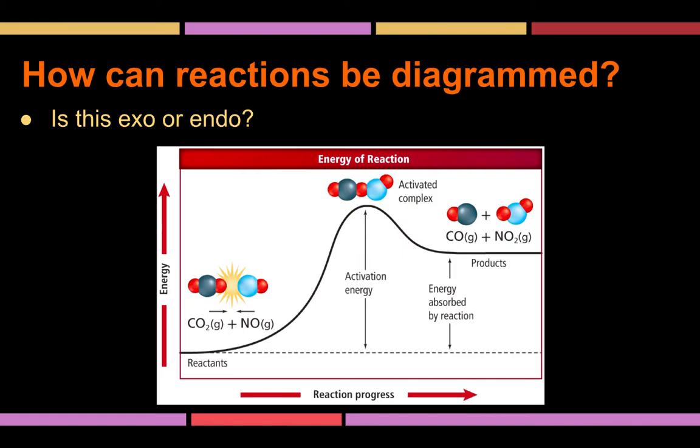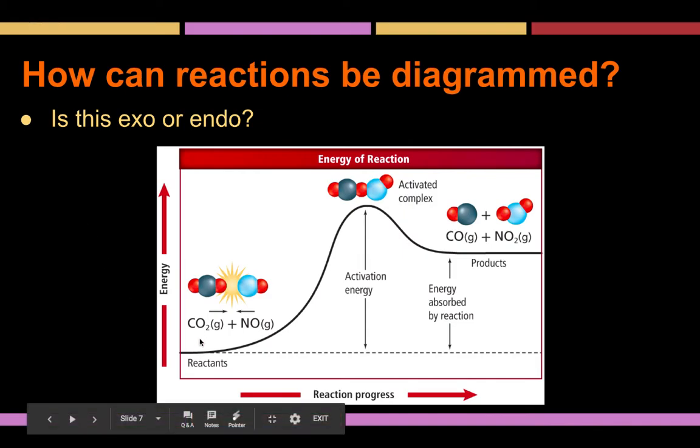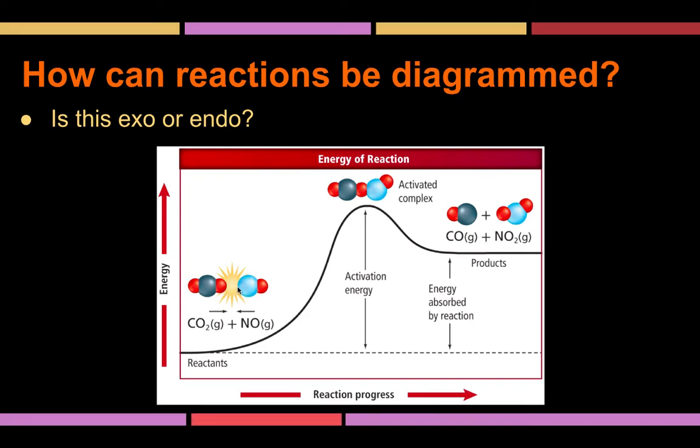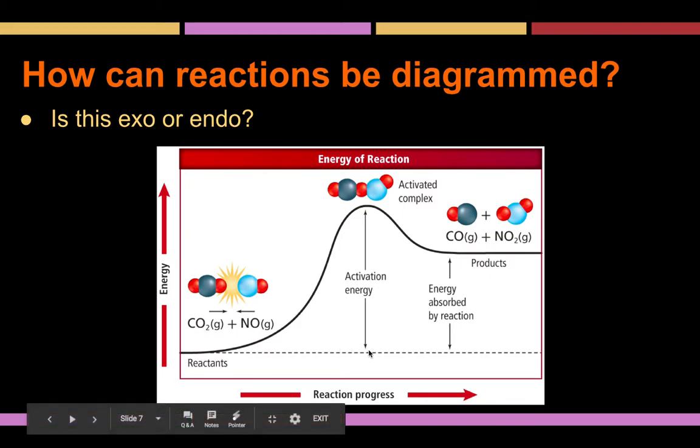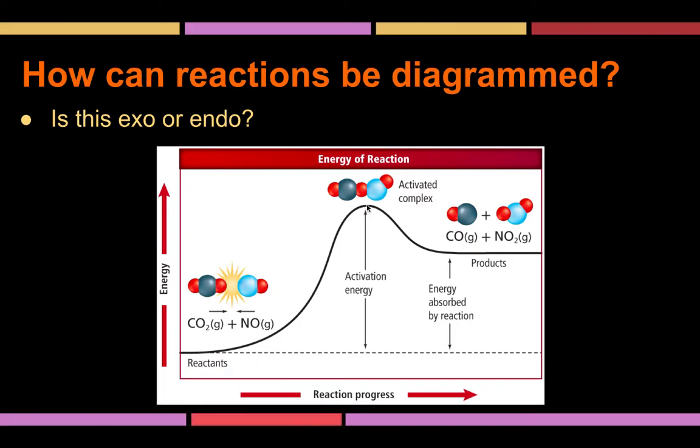Look at this example. Is this endo or exothermic? Well, we're going in the other direction now. Got our CO2 and our nitrogen monoxide. They smash together with sufficient energy and the correct orientation. Well, they have to smash together really hard. Look how much energy they have to put in. From this starting point for reactants, they have to put in all of this energy. It's a huge hill they have to climb up and over to produce this activated complex.